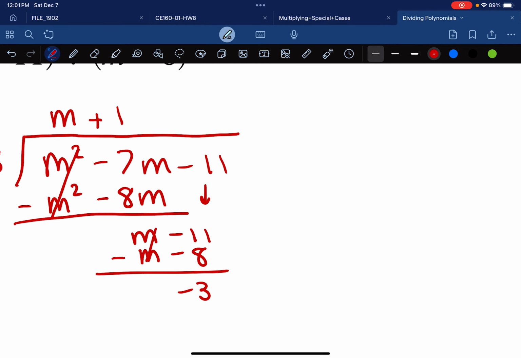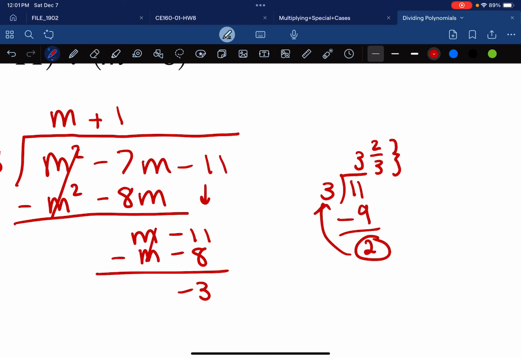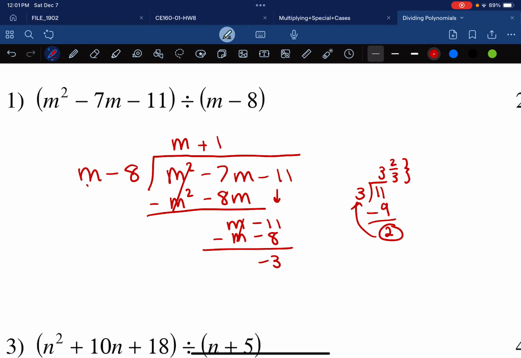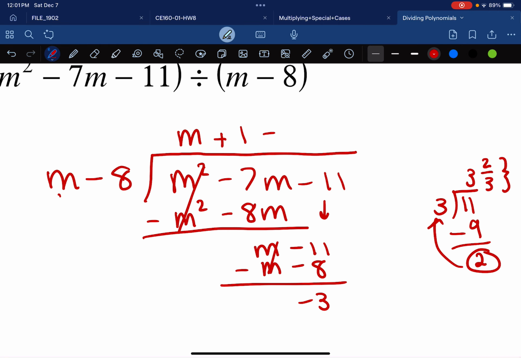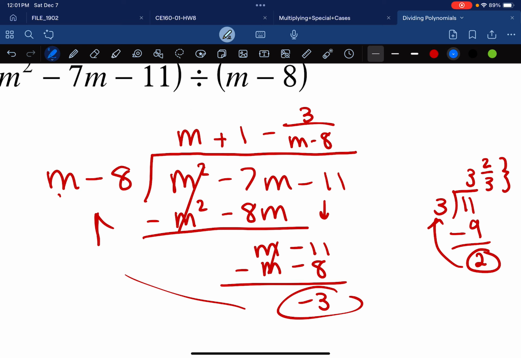So just like in normal division, if we say 11 divided by 3, it goes in 3 times, and then we have 2 left over, and we say 2 over 3, we take this remainder and we put it over this. That's how we get this fraction. We're going to do the same thing here: we're going to take our remainder and put it over this right here. So we're going to get 3 over m minus 8. And this right here is going to give us our answer.